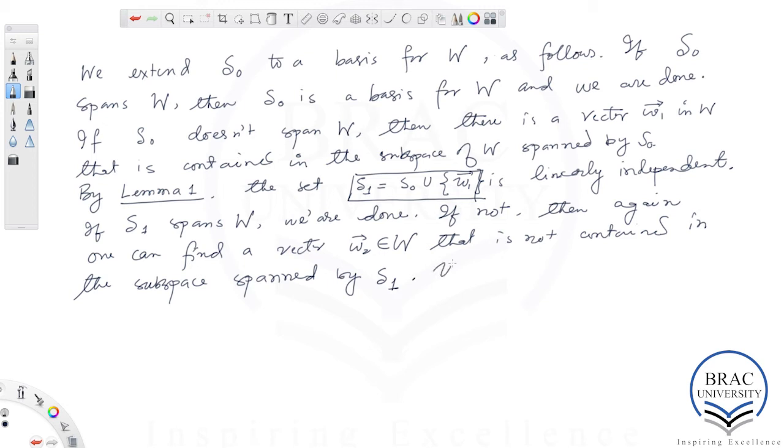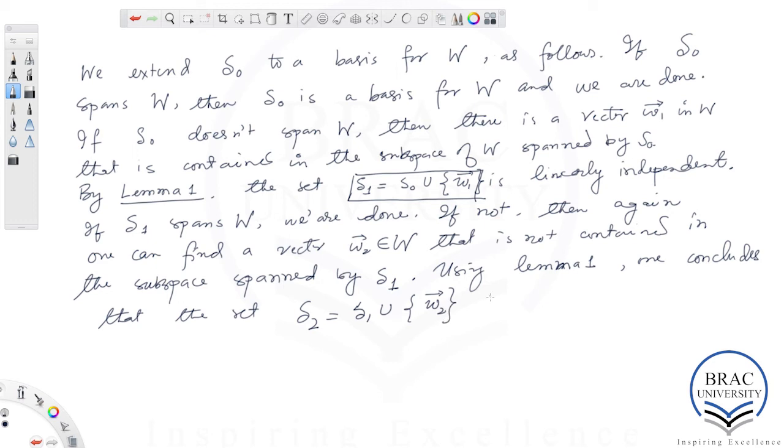Now, using lemma 1 again, one concludes that the set S2 is equal to S1 union this singleton W2 is a linearly independent set in W, right?